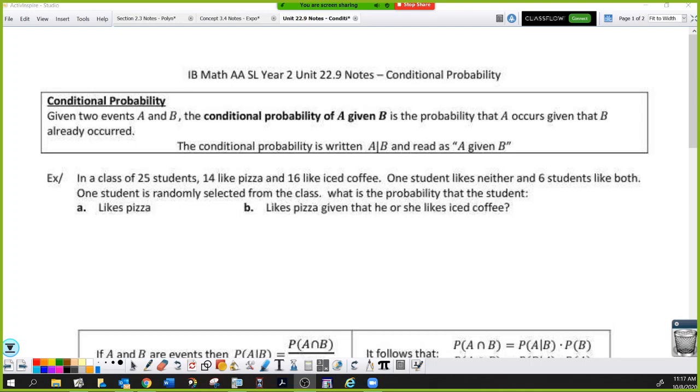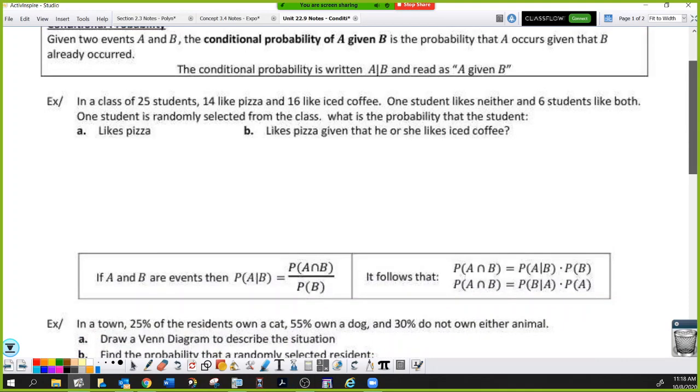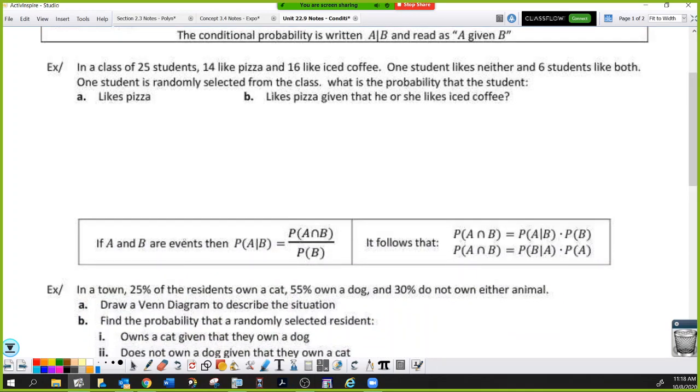Well, conditional probability is written as A vertical line B. And that vertical line in probability is read "given." So A vertical line B is A given B. In a class of 25 students, 14 like pizza, 16 like iced coffee, 1 student likes neither, 6 students like both. 1 student is randomly selected from the class. What is the probability that the student does some things?